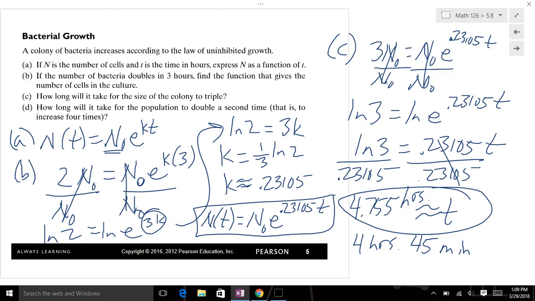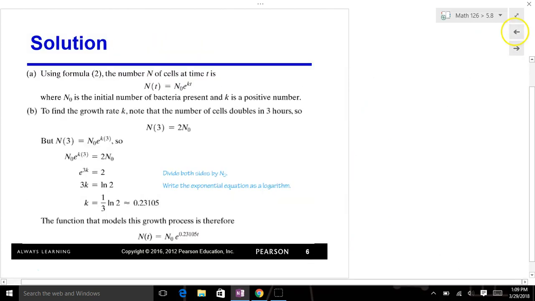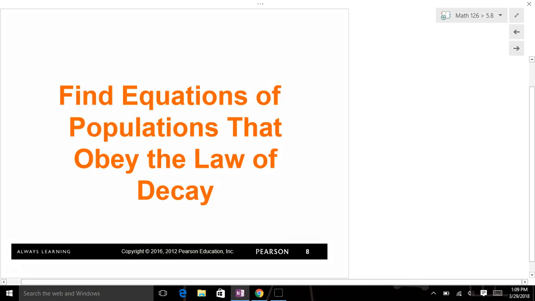Well, if it doubled in 3 hours, you could use the equation again, but if it doubles in 3 hours, then it's going to take 3 more hours to double a second time. So a total of 6 hours. And these are just examples that we worked through.